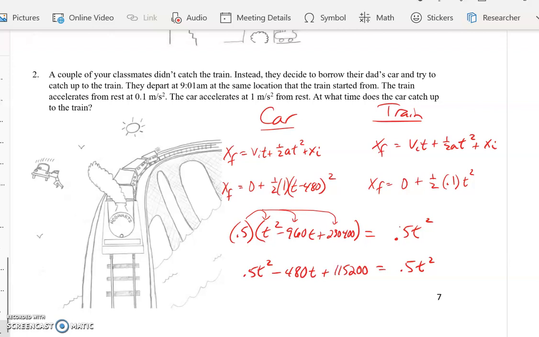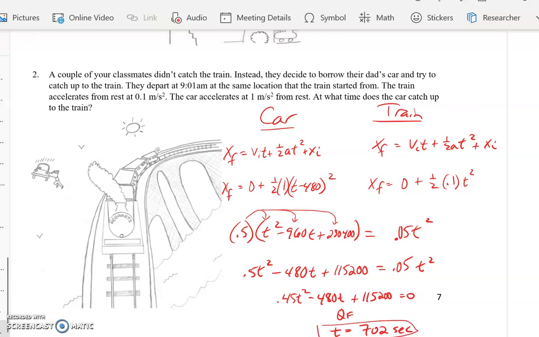I apologize, I just realized I was missing a 0, because 1/2 of 0.1 is 0.05. So we'll just fix that. No sense in restarting the video. So now we're going to get everything on the same side of the equal sign so we can do the quadratic equation. So I'll bring the 0.05 to the other side. So 0.5 minus 0.05 is 0.45 t squared minus 480t plus 115,200 equals 0. Do the quadratic formula, and you get time equal to 702 seconds.